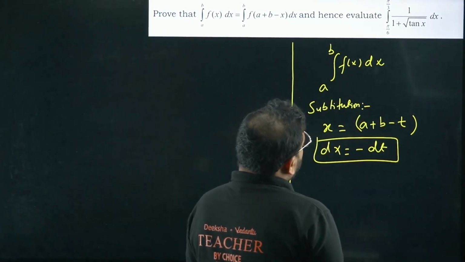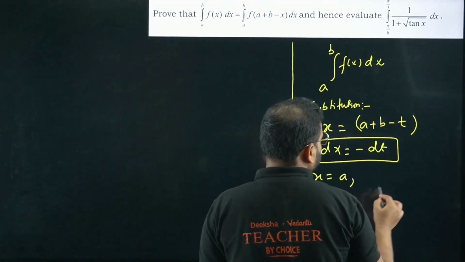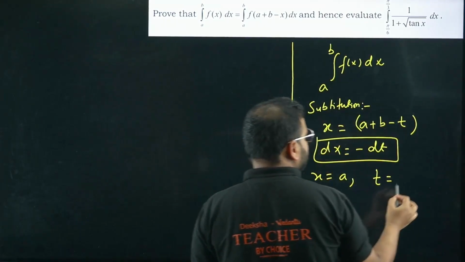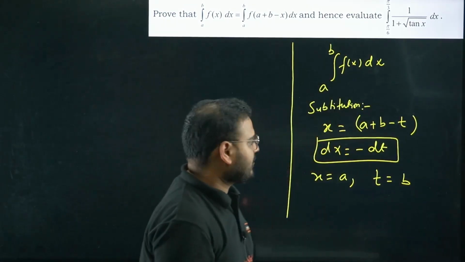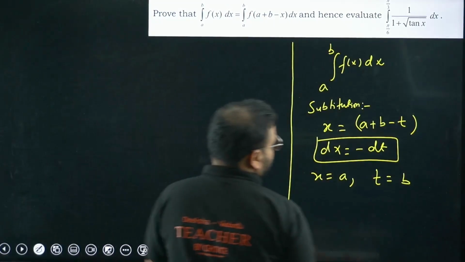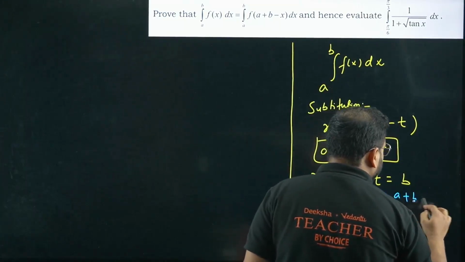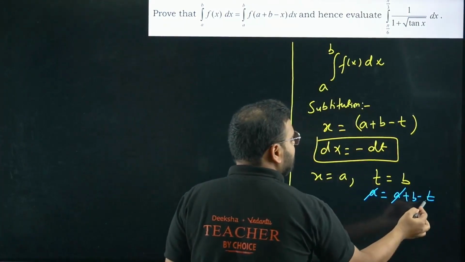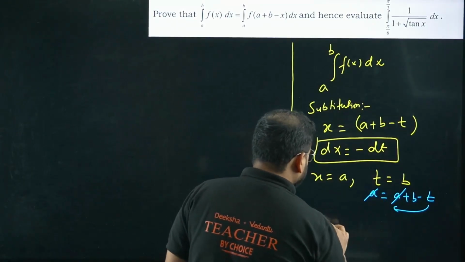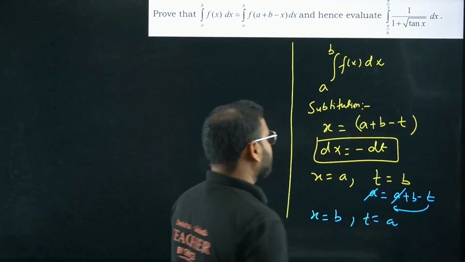Now use the limit change also. When x is a, what happens to this t? Please check. Put here a, and a will cancel, t will become simply b. I'll show you. X will become a, so a equals a plus b minus t. a and a cancel, t will come this side, it will become t equals b. That's how. Okay, same way, when x is b, t will become a.